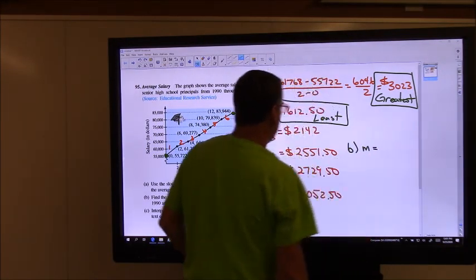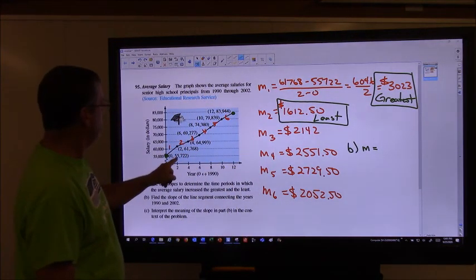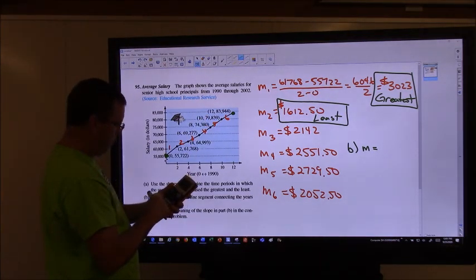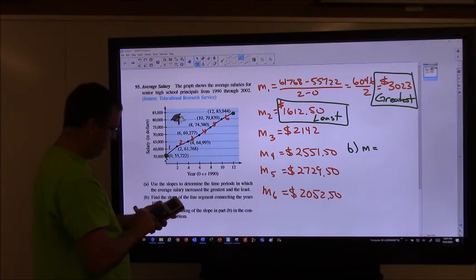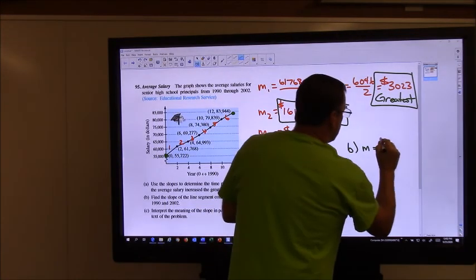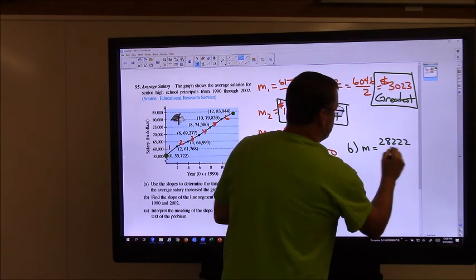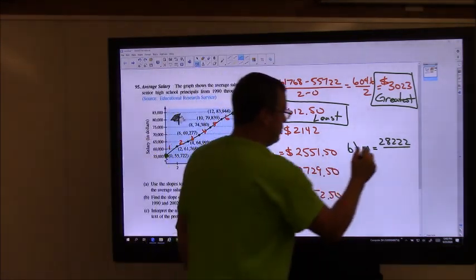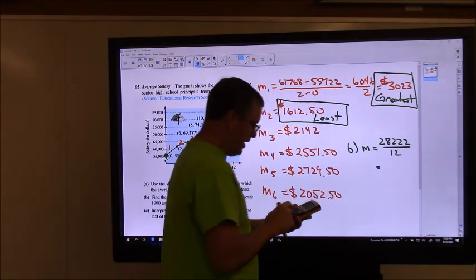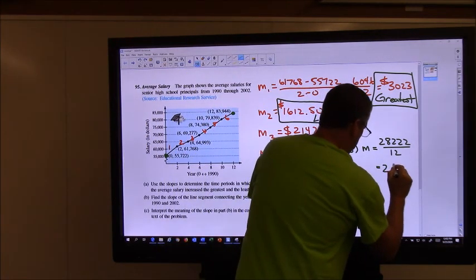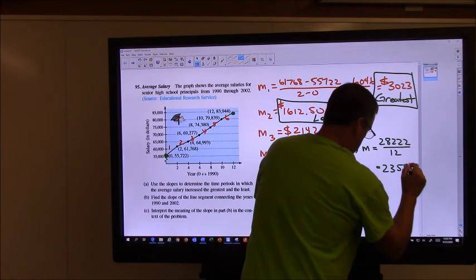My slope is going to be y2 minus y1. So I'm just going to do this on the calculator: 83,944 minus this y value, 55,722. I'm just doing y2 minus y1, and I got 28,222, divided by x2 minus x1, so 12 minus 0, that's 12. And now if I divide that, I get 2351.83.